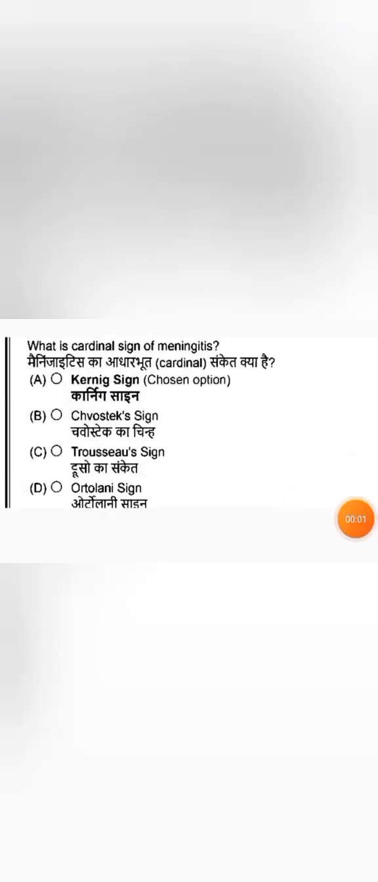And the next question, what is the cardinal sign of meningitis? Options: option A, Kernig sign; option B, Chvostek sign; option C, Drowsy sign; option D, Ortolani sign. And the correct answer is option A, Kernig sign is the cardinal sign of meningitis.